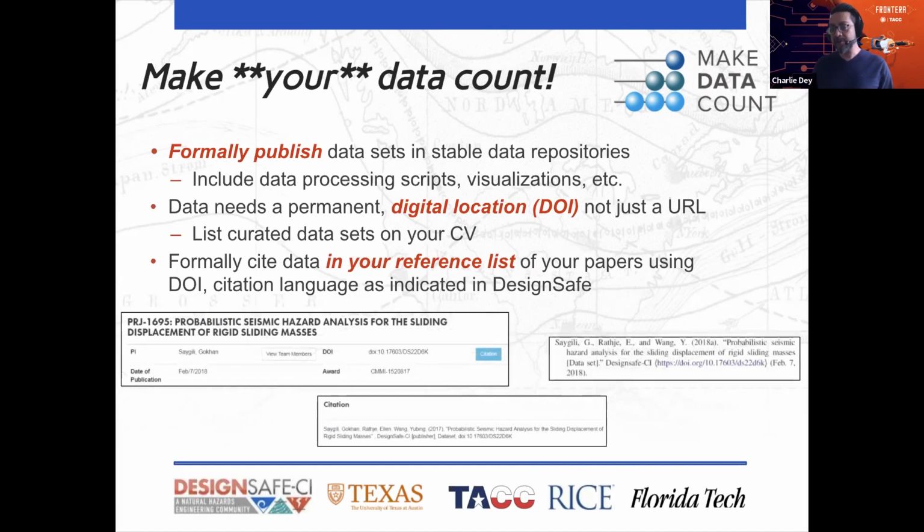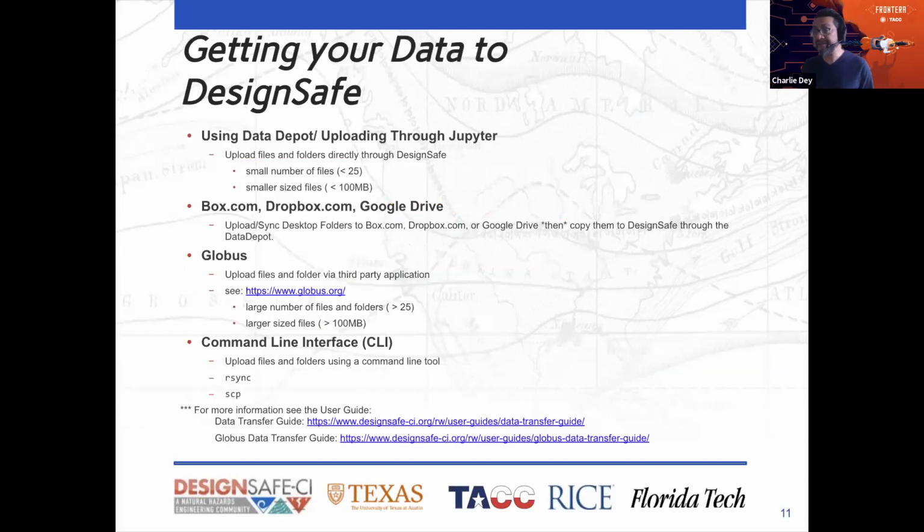So here's what it kind of looks like. We have a data set for this project. The data set gets an ID. You can click on citation, and it'll give you a citation immediately that you can now copy and paste into your reference list.